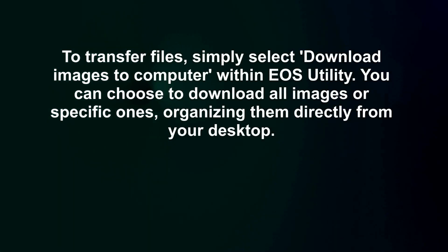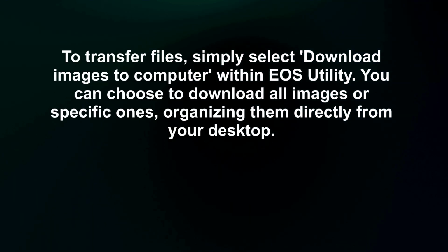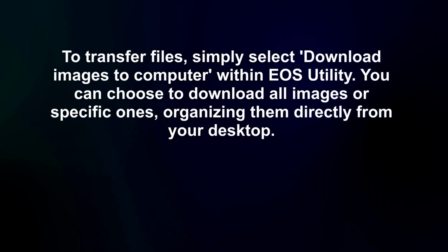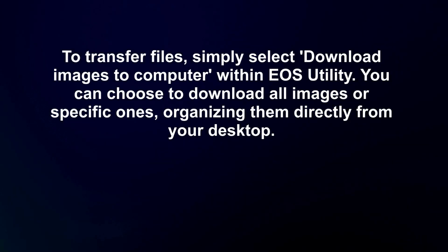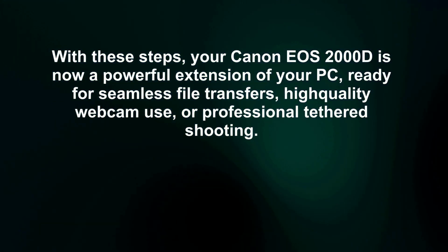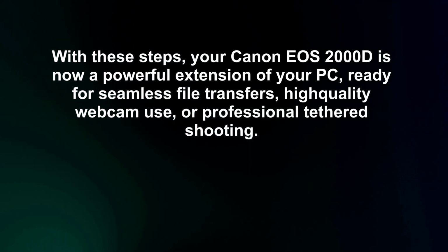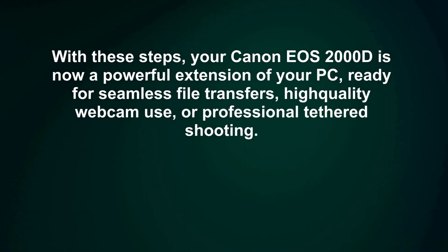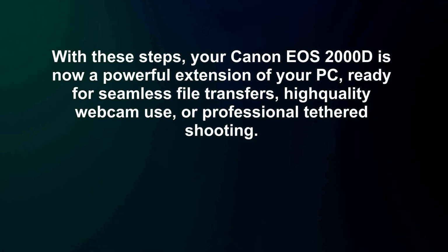To transfer files, simply select Download Images to Computer within EOS Utility. You can choose to download all images or specific ones, organizing them directly from your desktop. With these steps, your Canon EOS 2000d is now a powerful extension of your PC, ready for seamless file transfers, high-quality webcam use, or professional tethered shooting.